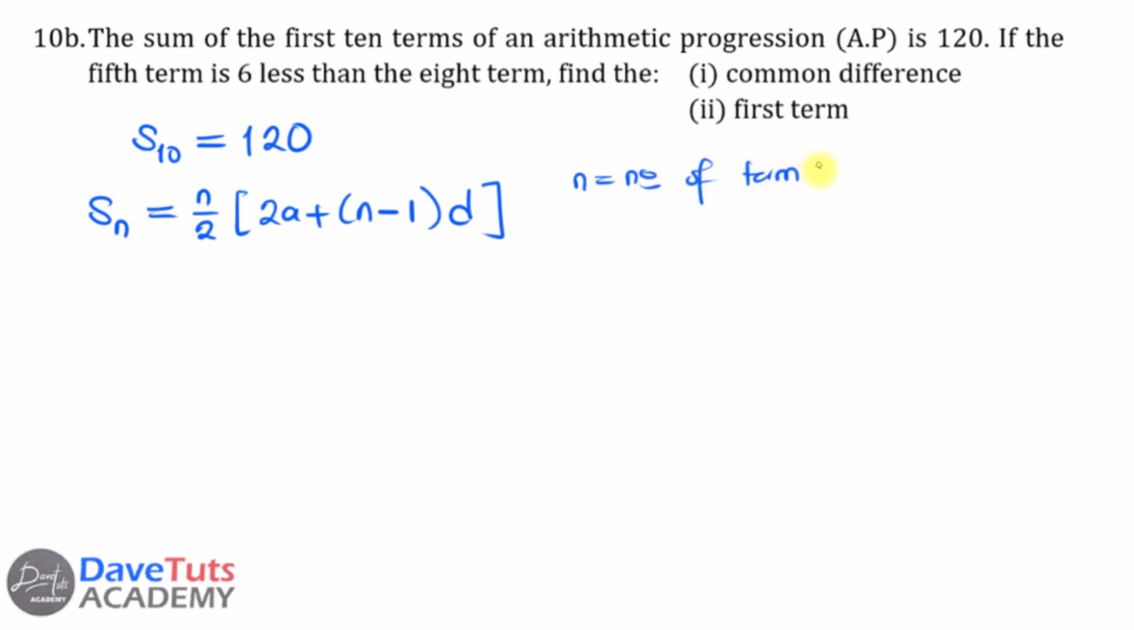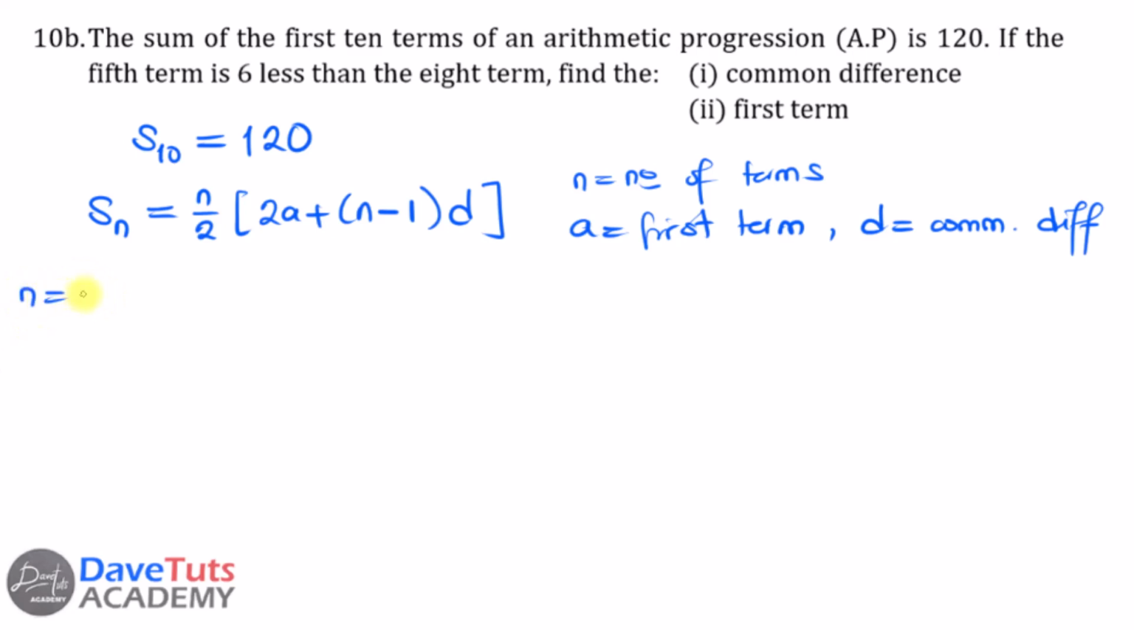Then we have a to be the first term, and then d that we are featuring is the common difference for that particular arithmetic progression. So it is this formula that is inherently equal to 120 for the first 10 terms. So that means that we can say when n is 10, let me just write that.